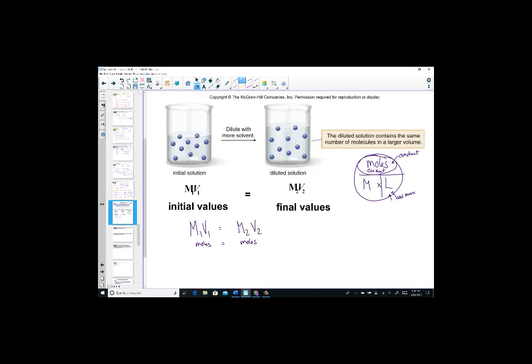The moles was constant. I did not change the amount of solute provided, but what I did change was the volume. So if the volume went up, of course the molarity went down. They were inversely related. So when we want to find a new concentration, we use the formula M1V1 equals M2V2, where the initial molarity and volume is set equal to the final molarity and volume.